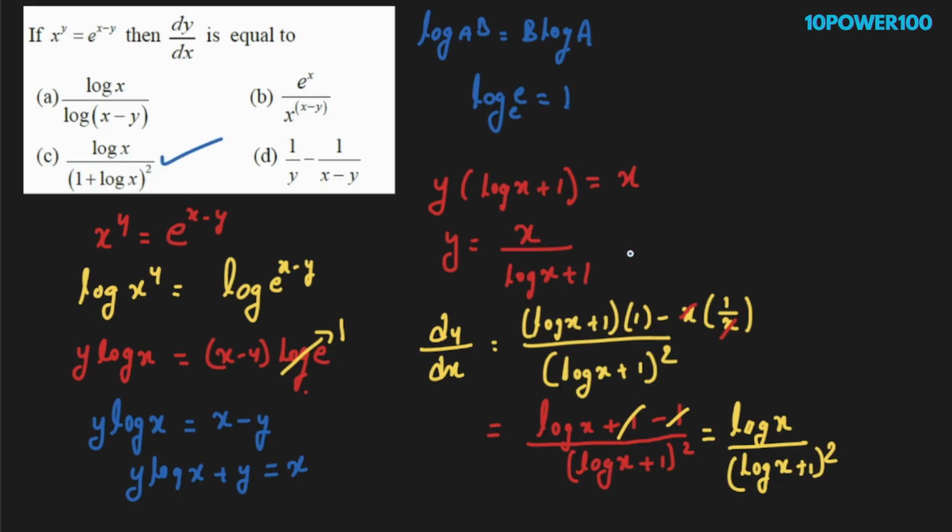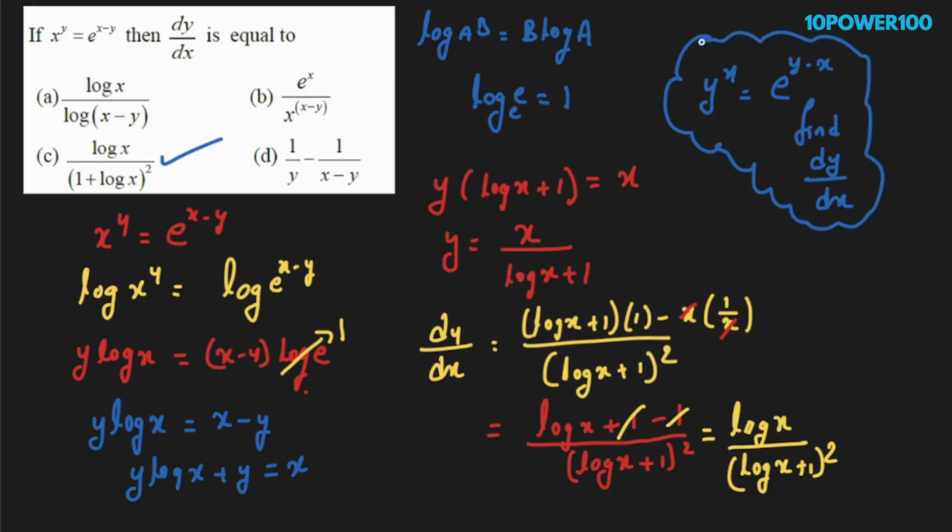Option C. Now I want you all to try this extension problem, that is y power x is equal to e power y minus x. Find dy by dx. Follow the same procedure and find the correct answer for this.